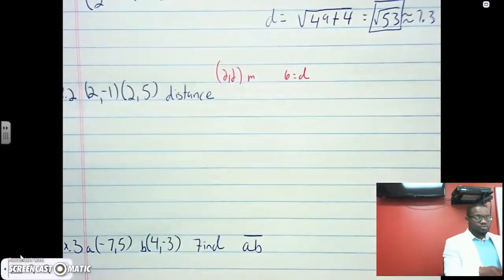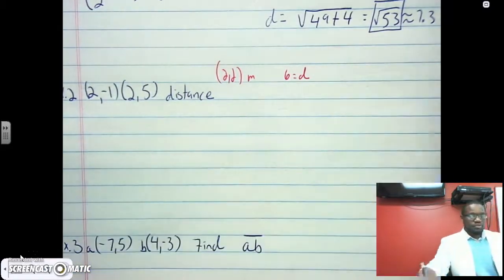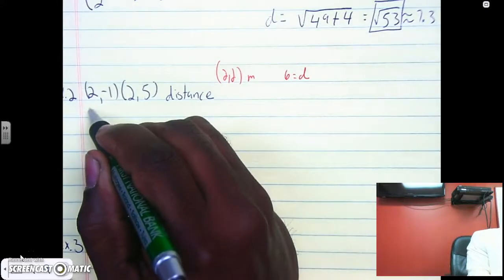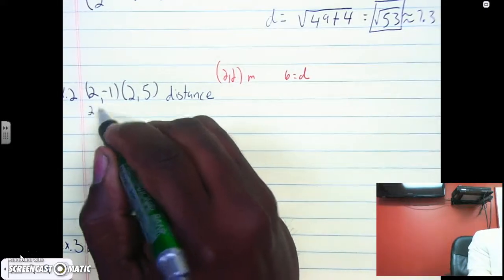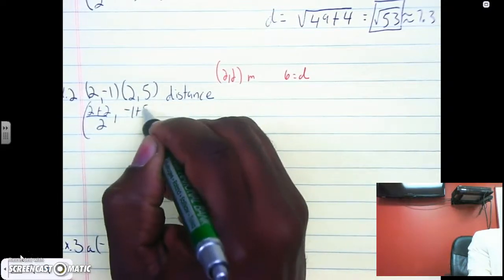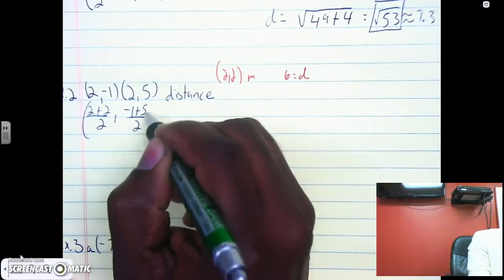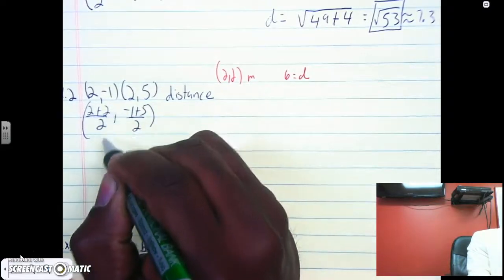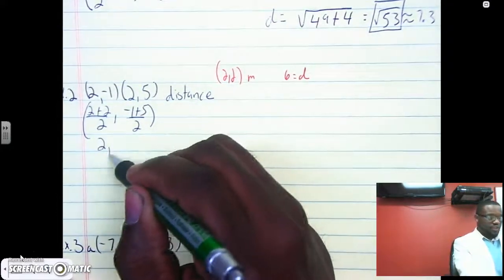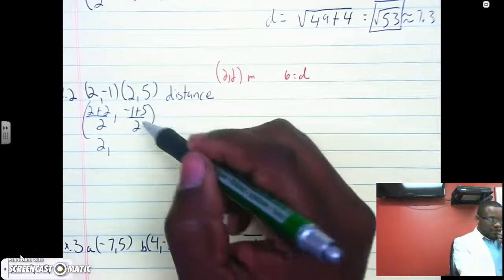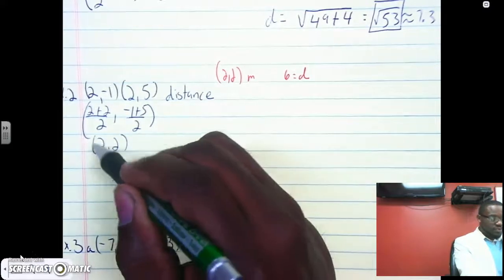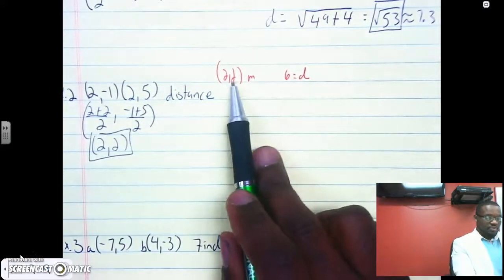Let's see if that holds true. Using the midpoint formula, we add the x's together, so that is 2 plus 2 over 2, and that is -1 plus 5 over 2. 2 plus 2 is 4. 4 divided by 2 is, yes, that's right, 2. Thank you for answering, imaginary person. -1 plus 5 is 4, divided by 2 is 2. Well, looky here. That turned out to be right, our midpoint.